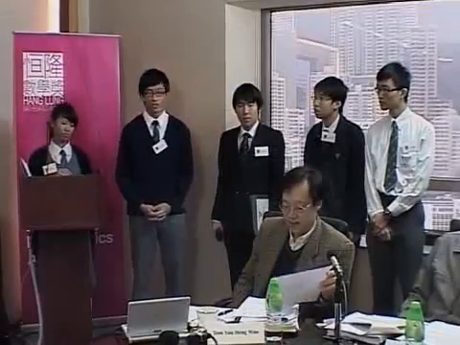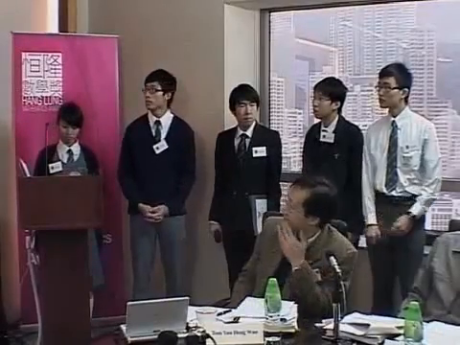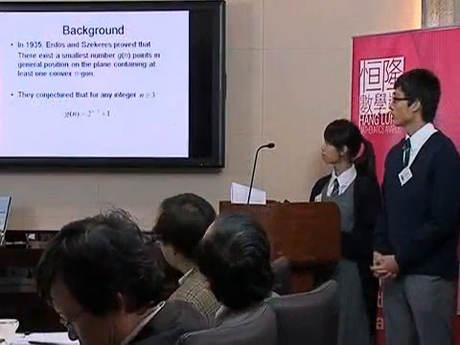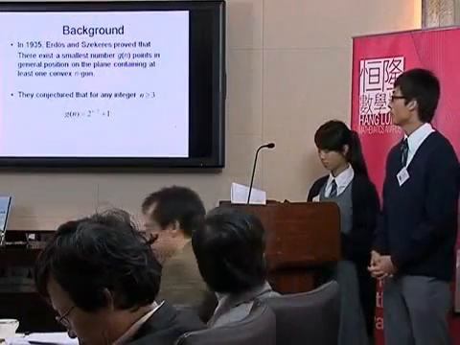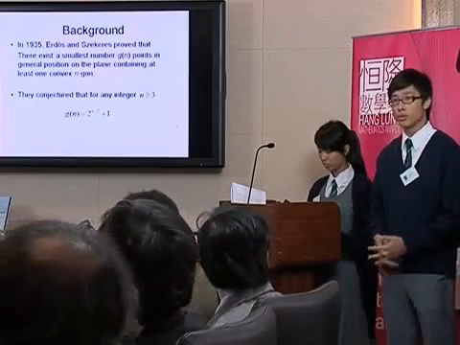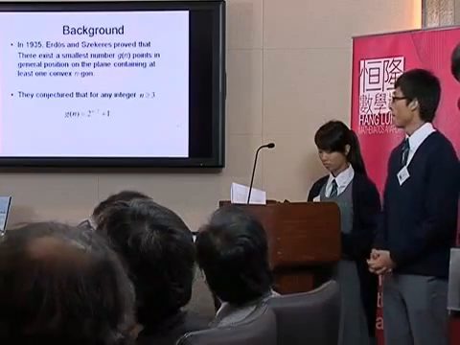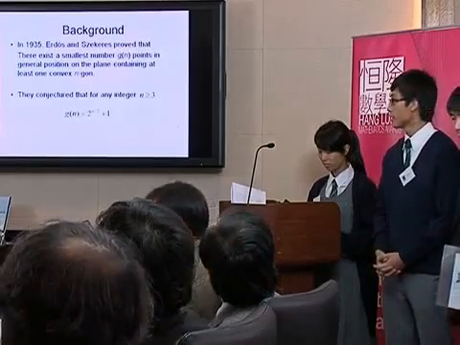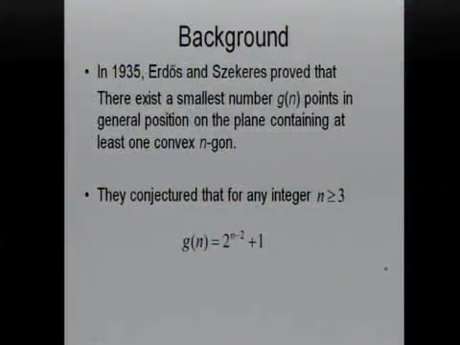Erdos and Szekeres in 1935 proved that there exists a smallest number, Gn, of points in general position on a plane containing at least one convex n-gon. General position means no three points are collinear. And they also conjectured that for any integer n greater than or equal to 3, Gn is equal to 2 to the power n minus 2, plus 1.